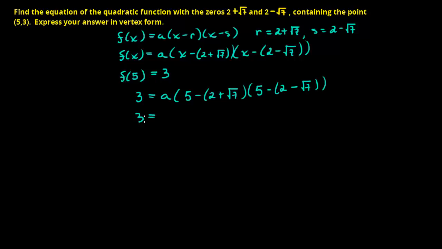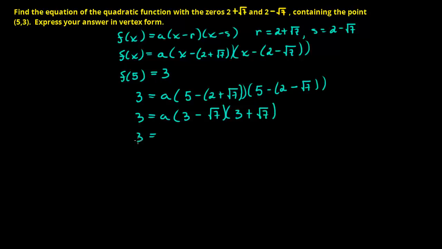And now we can actually solve this equation because I've got it in terms of a bunch of numbers and a single variable. So 5 minus (2 plus root 7). If I distribute the negative into the bracket, I would get 5 minus 2 minus root 7. 5 minus 2 is 3. And so I get 3 minus root 7 inside the first bracket. In the next bracket, I've got 5 minus 2 when I distribute the negative, which is 3, and then minus root 7, which is plus root 7.